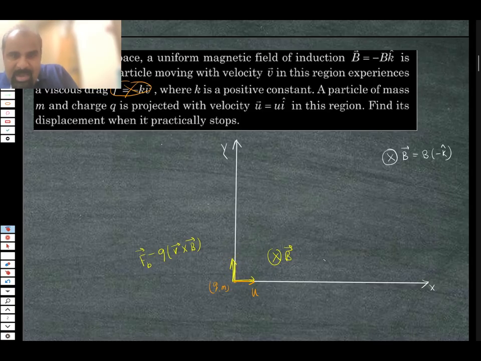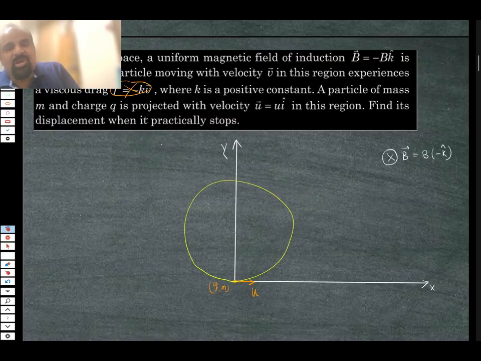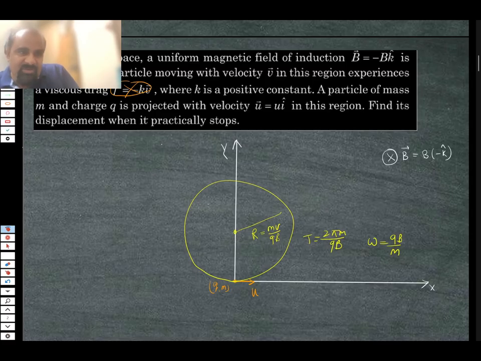So if the drag force, the viscous force, was not there, then the motion is going to be a well-known circle. And we know everything about this circle. We know exactly where the center is located. We know the radius of this circle is mv by qB. We know the time period of revolution is 2 pi m upon qB. We know the angular velocity, which is qB by m. These are very well-known facts.